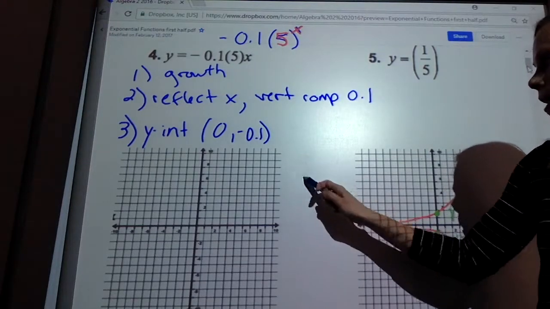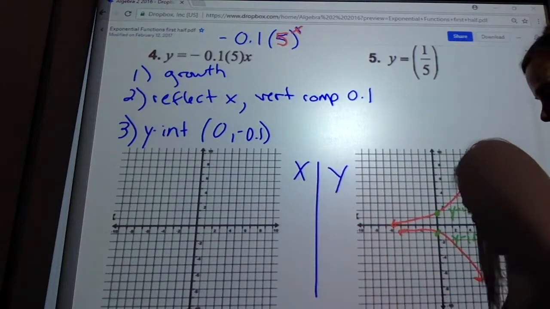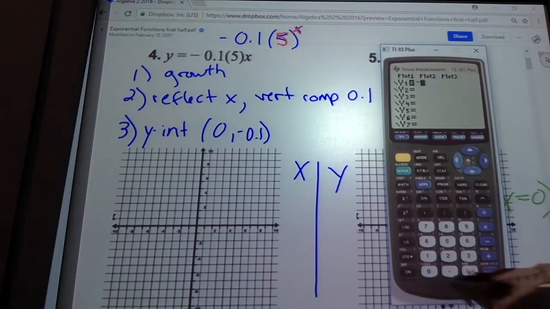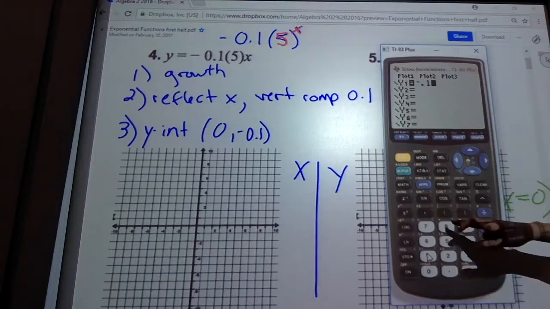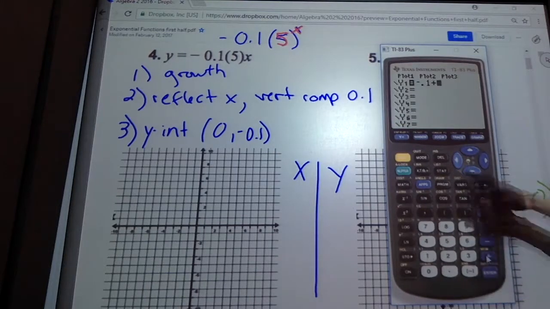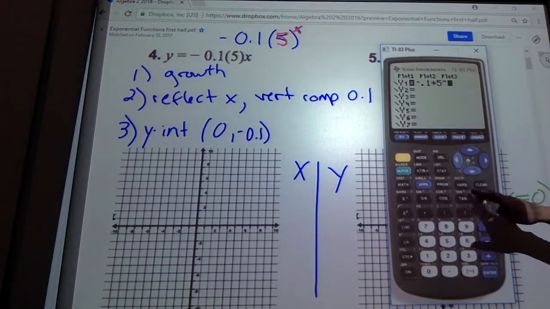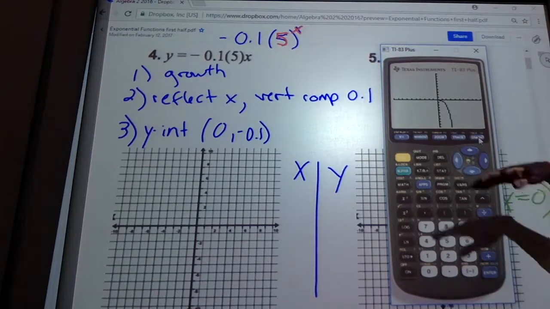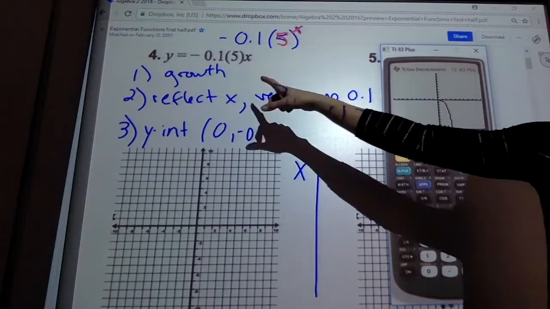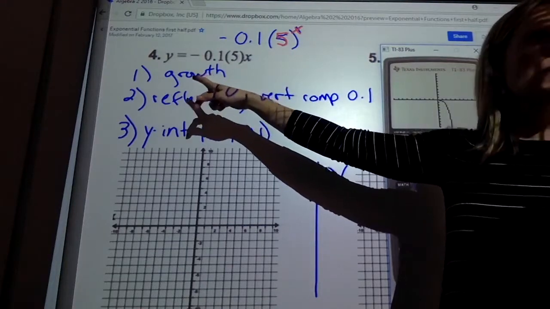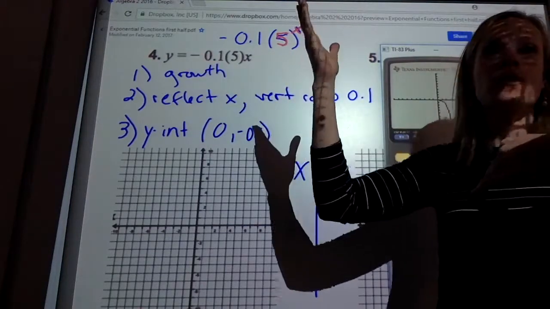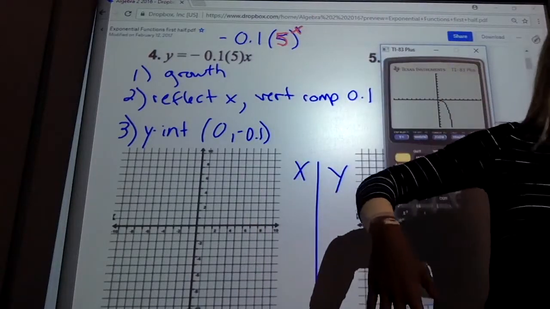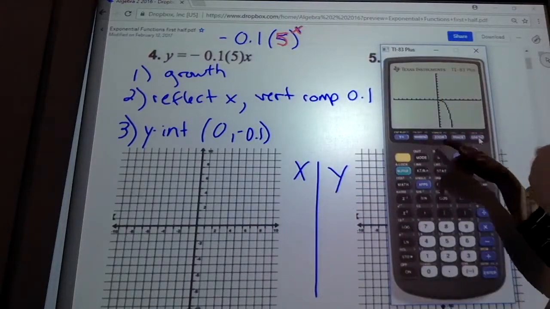And the great thing about graphing these is I'm going to let you use your graphing calculator. In my y equals, I'm going to put negative 0.1 times, not plus, times 5 to the x. And I can graph it. And we can see that it's going down. Why? It's a growth. It should be going up, but it's going down because we reflected over the x-axis. So my graph going up got reflected, so now it's going down. That's why you see it looks like that.